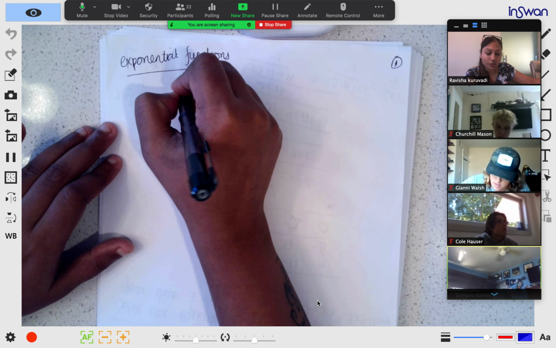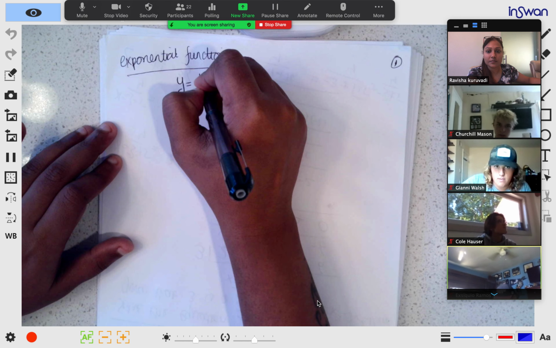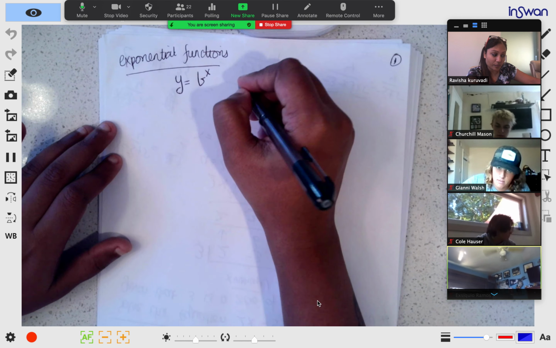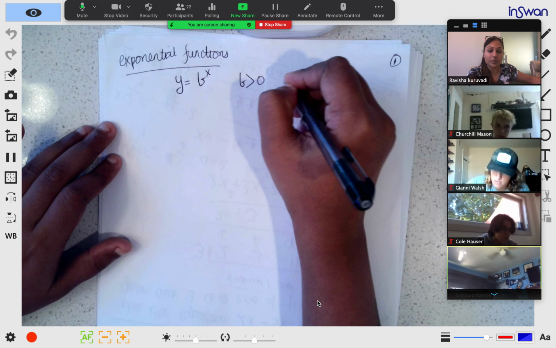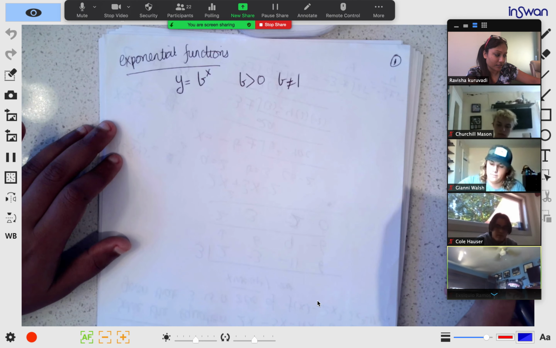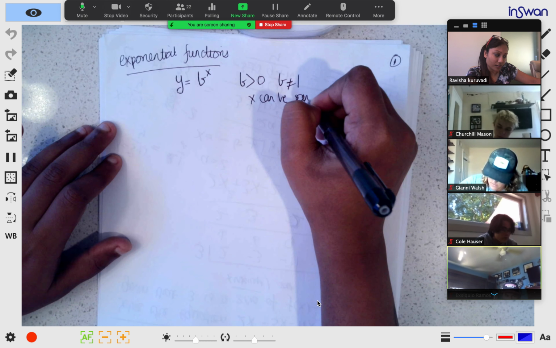y is equal to some b to the power of x. And we said b should be greater than 0 and b cannot be equal to 1. So it should be a positive number but not equal to 1. And x can be any real number.